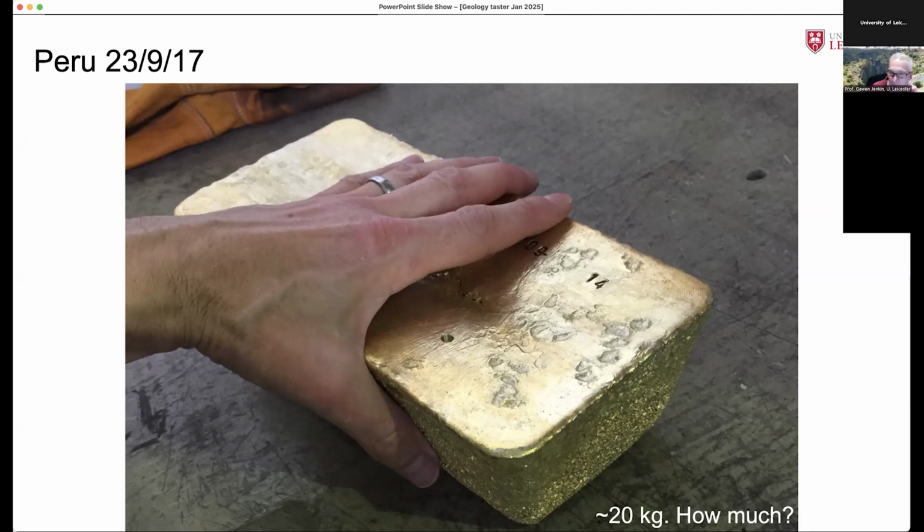The answer, of course, is it's worth an awful lot of money. That's all we need to know. But I did check this morning. Gold is about $85 per gram, or about £69 per gram, and there's 20,000 grams in 20 kilos. So in pounds, we're about 1.4 million pounds. Not bad to get your hands on.